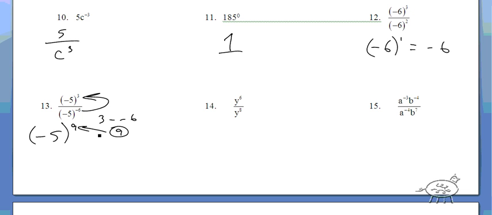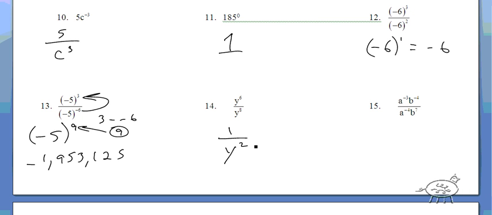Put that in your calculator. Don't forget the parentheses. All right, and you're going to get negative 1,953,125. All right, big number. That's what it is. Okay, number 14. I do battle between the y's. Who wins? The south by 2. So the answer is 1 over y squared.